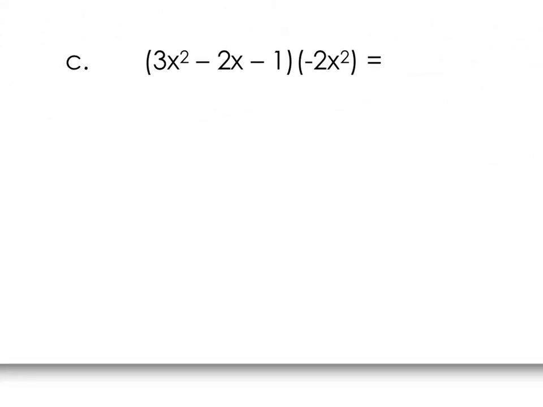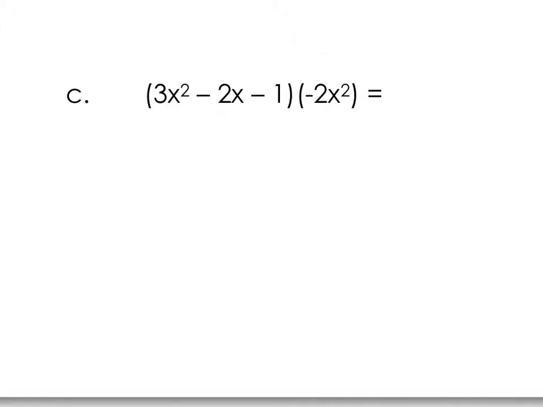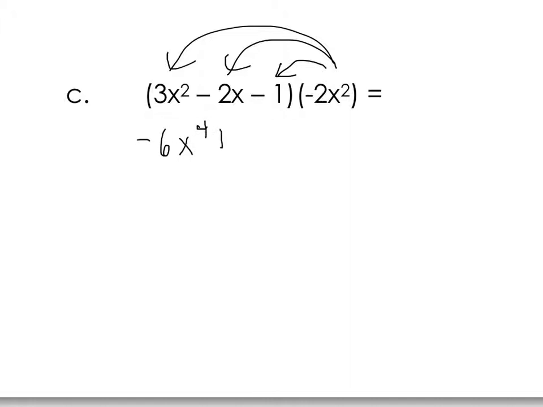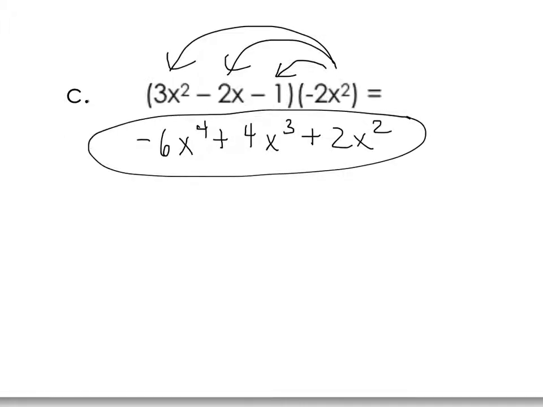Now we can multiply times a monomial, but it doesn't matter whether that monomial is at the beginning or the end. You still do the same thing. You use the distributive property. You multiply that minus 2x squared times all three terms in this trinomial. So you have negative 6x to the fourth plus 4x to the third plus 2x squared. And that's it. That's all you can do.